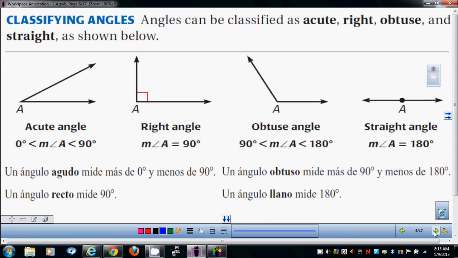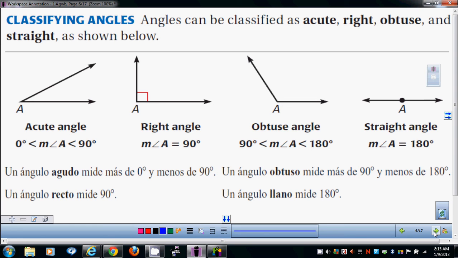An obtuse angle is one bigger than 90 degrees. A right angle equals 90 degrees perfectly and will always be denoted by this little box here. And a straight angle basically forms opposite rays. If it forms opposite rays, then it's a straight angle and it measures 180 degrees every time.